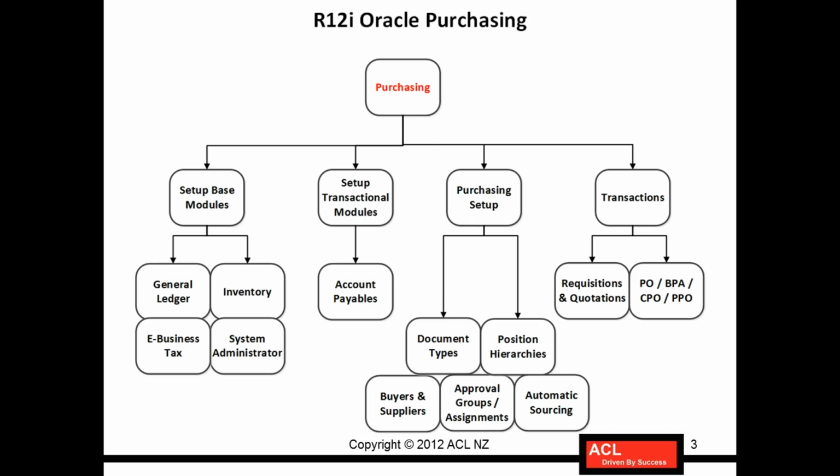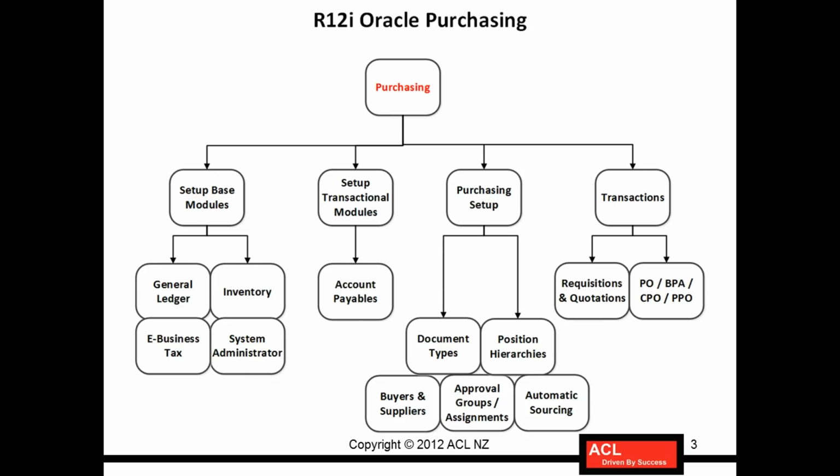RFQ is request for quotation, which you send to the supplier based on the requisitions that you have, and you tell the supplier to give you quotations based on your RFQ. The supplier will provide you quotations, and based on that you negotiate with the supplier and finally create a contract with the supplier.